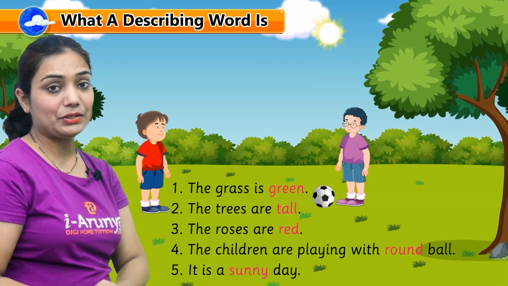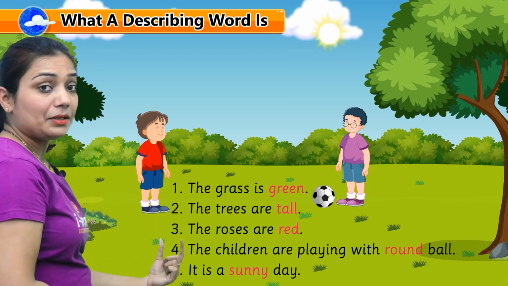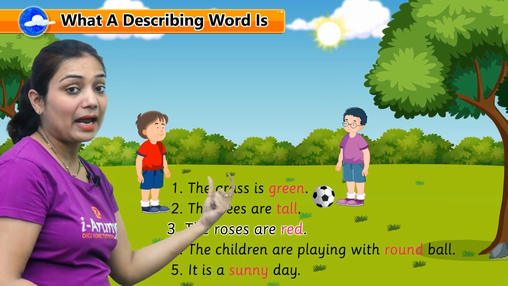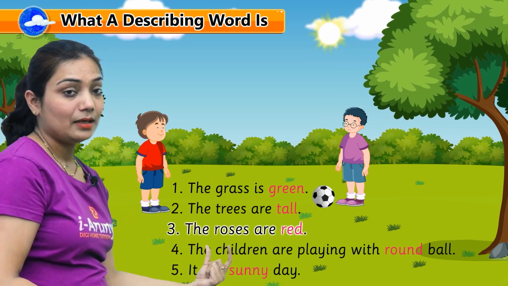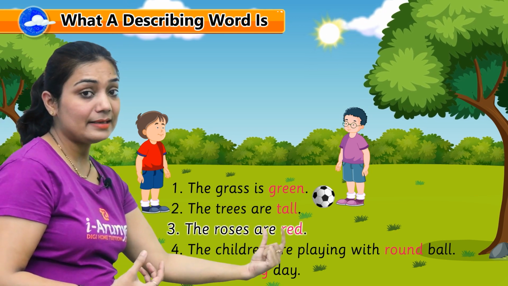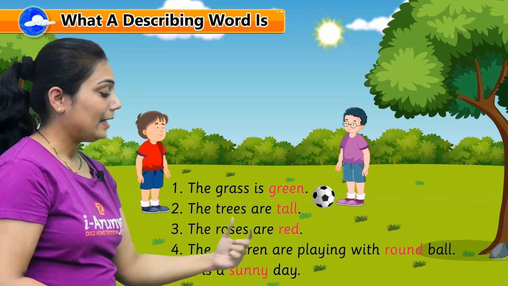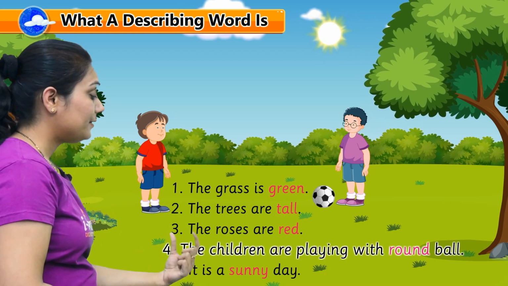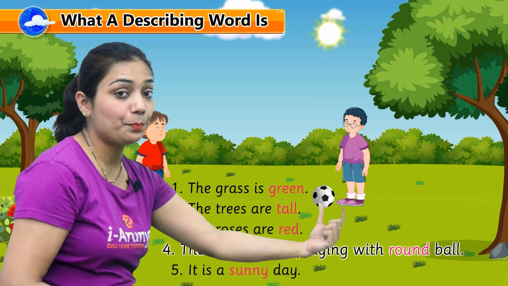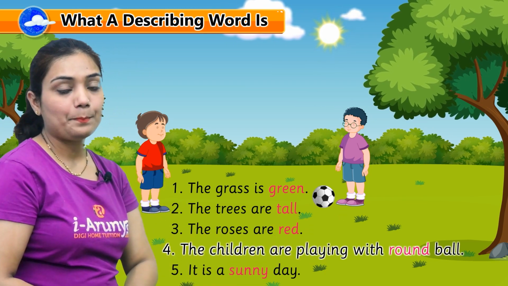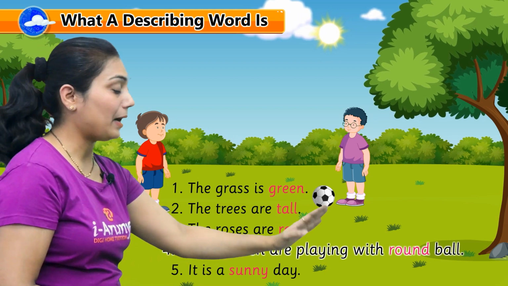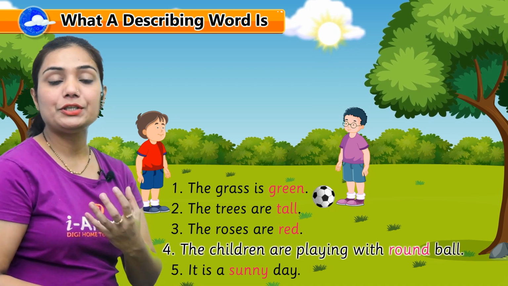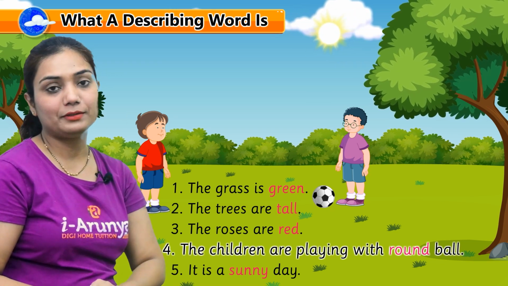लेट्स सी एग्जांपल नंबर 3. Example number 3 is, the roses are red. Here, red color describes the quality of the roses. So that is why the color red is a describing word. Let's see example number 4. The example number 4 is, the children are playing with a round ball. In this example, the shape of the ball is round. So that is why this is a describing word, because it shows the quality or shape of the ball.